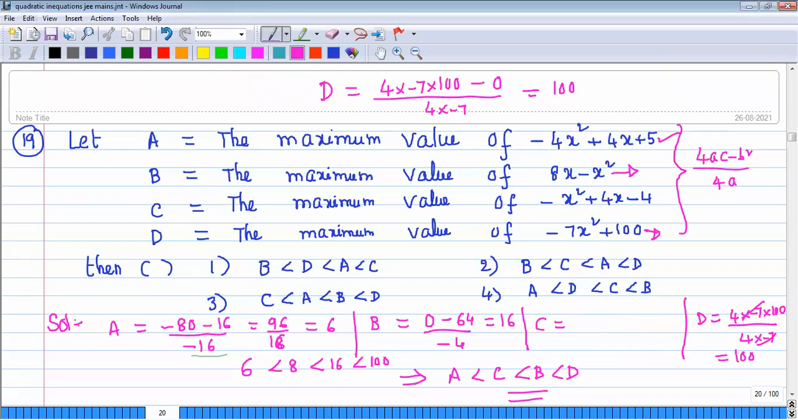What is the 4AC we will be getting now here? 4AC is minus 16 plus 16, and B square is minus 16, upon minus 4, so we get 0. So C is 0.